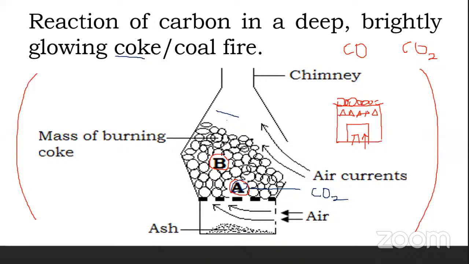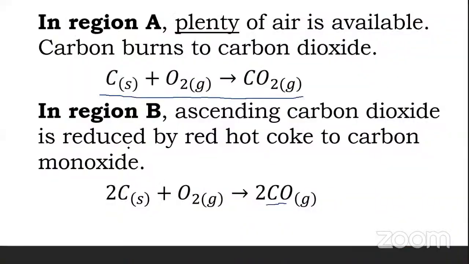So this coke that is burning, here in the middle we don't have the burning. So we still have coke. So the coke here is going to reduce the ascending carbon dioxide going up. Then it is going to meet with the coke, then be reduced to carbon monoxide. That will take place at B. So that is what we mean here.